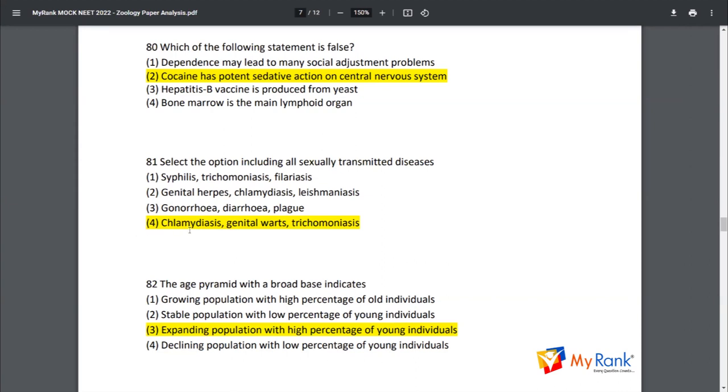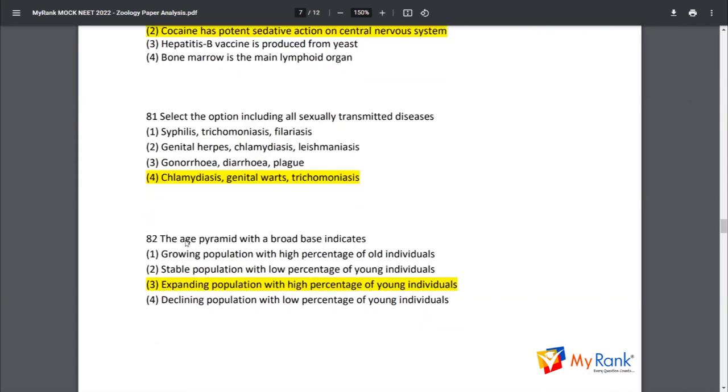Option 3, gonorrhea, diarrhea, and plague. Diarrhea and plague are not sexually transmitted diseases. Option 4, chlamydiasis, genital warts, and trichomoniasis. Yes, these three are sexually transmitted diseases. So option 4 is the correct answer.